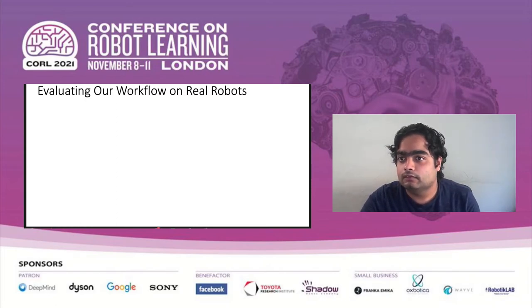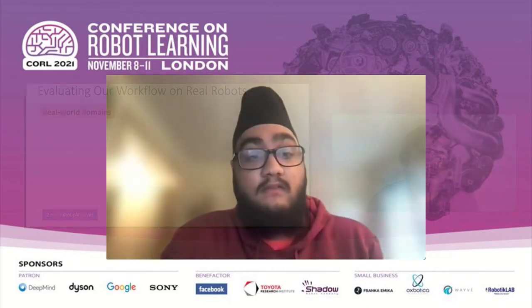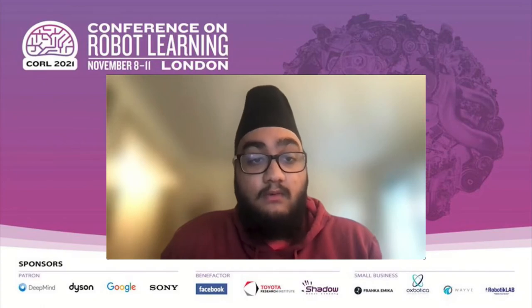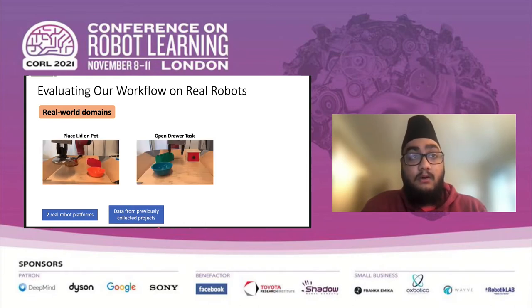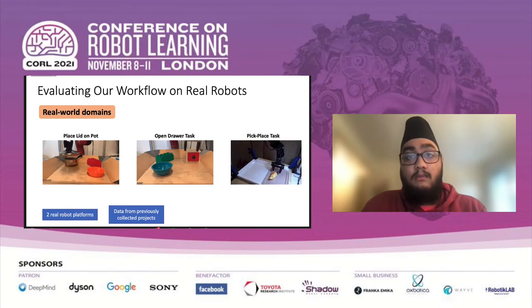Thank you. Empirically, we evaluate our approach on real robot manipulation tasks on two different robot platforms, the Sawyer and the Widow-X. We utilize offline datasets collected by prior papers. There are three tasks of interest: placing a lid on a pot, opening a drawer, and a pick and place task.